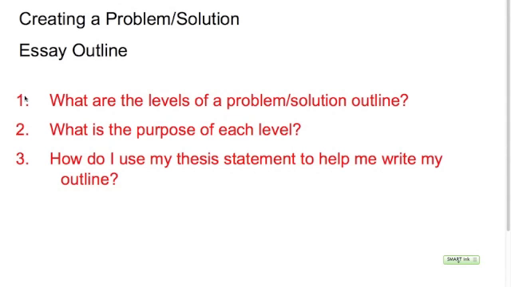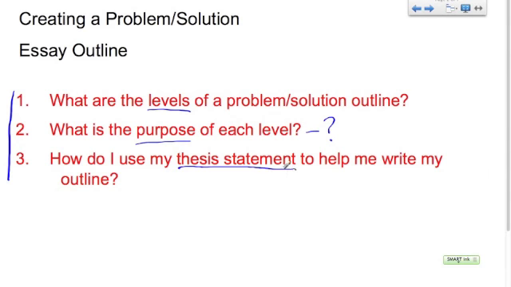So in conclusion, you should be able to answer these 3 questions right here. First of all, what are the levels of a problem solution outline? Second of all, what is the purpose of each level? Related to this, what are the key questions that you have to ask yourself to fill in each level? Okay, particularly think about level 3. What's the purpose of that level 3? And finally, how do you use your thesis statement to help you create your outline?